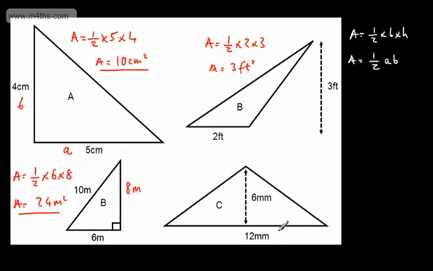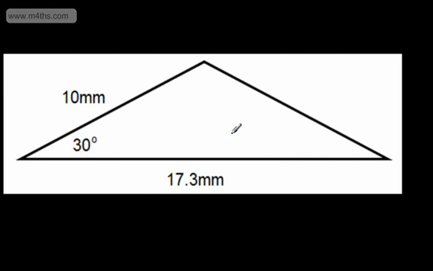This one right here, base of 12, height of 6. So the area is simply going to be 1/2 multiplied by 12 multiplied by 6. So the area will be 36, and that will be millimeters squared. So we've been given in each of these, or we're able to find, the perpendicular height. We've got the base, so we simply multiply the two and then divide by 2. Let's now move on. Let's look at this example right here.